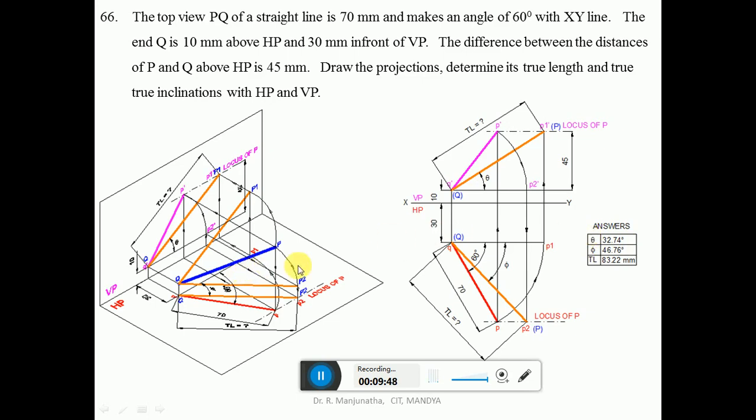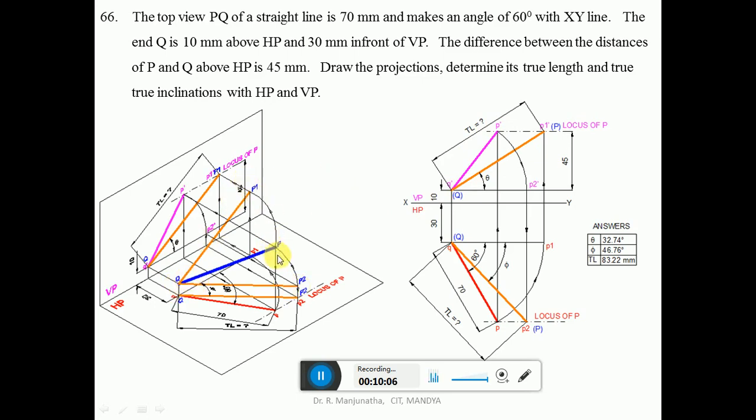Similarly, we need to find out the true length in the horizontal plane. You make the line which is inclined to HP parallel to HP. That is what we have done here. Q to P, rotate that P such that P2 will be above HP by 10 mm and Q is also above HP by 10 mm.